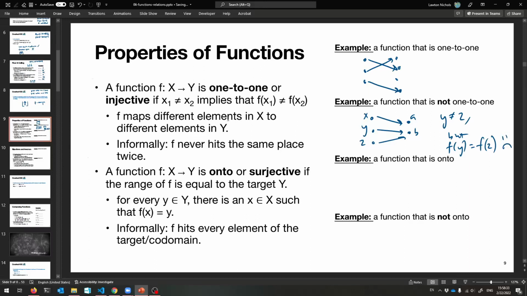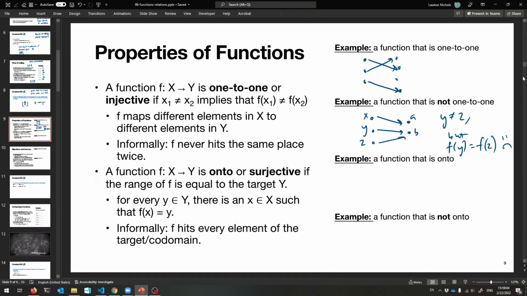So that kind of has to do with the domain. The domain kind of controls whether or not it's one-to-one. And in that sense, onto or surjectivity is all about the target, talking about the y now. What it means for a function to be onto is that you're always hitting somebody. For every y in the codomain, there is some x that is taken to that y. So f is hitting every element in that target, in that codomain.